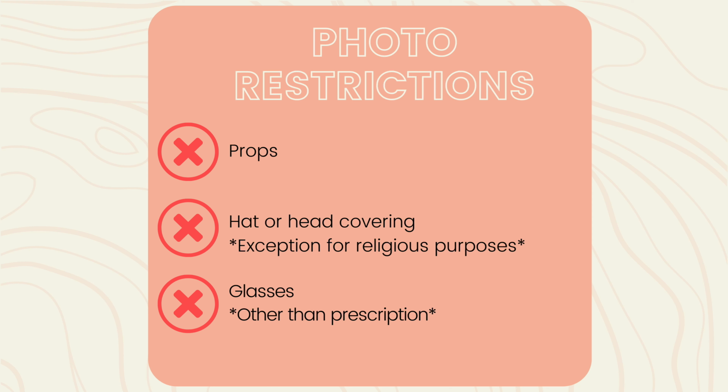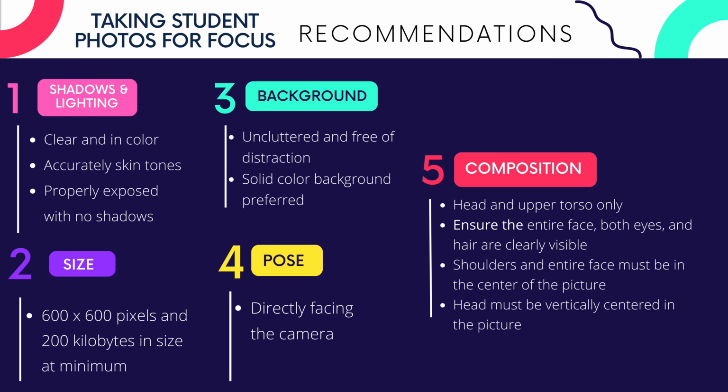When taking a student's photo, additional props, hats or head coverings, and glasses other than prescriptions are not allowed. Other considerations to take into account include shadows and lighting, the final size, background, pose, and the composition of the photo. You want to make sure that the photo is clear and in color, that it accurately depicts the skin tone, that the minimum size is 600 by 600 or 200 kilobytes, that your background is not cluttered and it's free of distraction, and it's preferred to also use a solid backdrop.